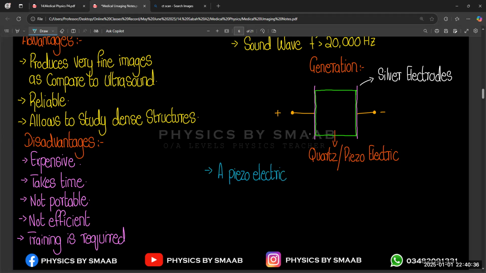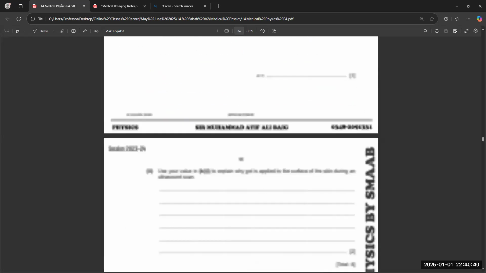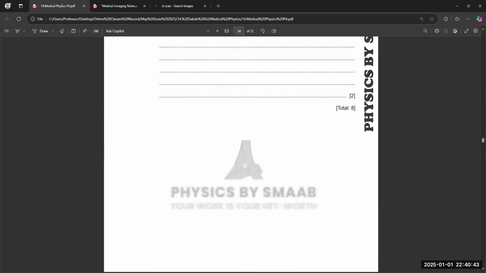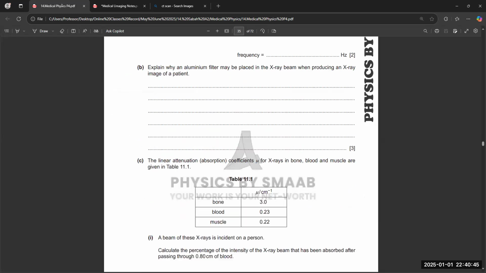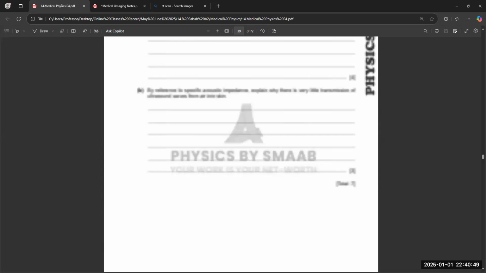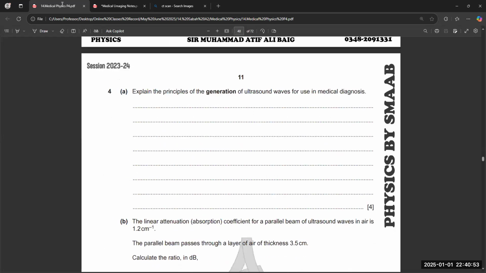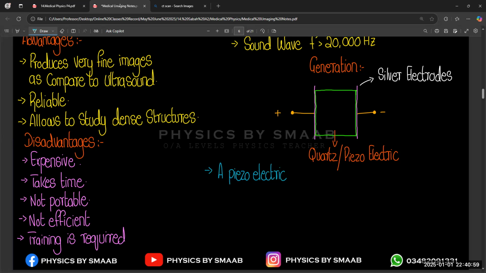Just like a CT scan, you will get detailed questions for ultrasound, 4 marks, 5 marks, 6 marks questions. For 4 marks, it is the principle of generation, like how to generate it. So we are talking about the same thing, generation of ultrasound, that is how it actually generates.